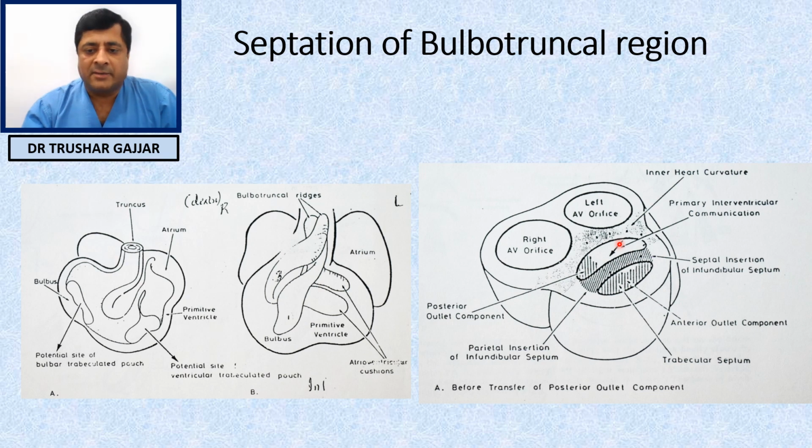Like the AV canal was divided into right and left by the anterior and posterior cushions, here the cushions divide the bulbotruncal junction into anterior and posterior one. See here, this is called the inner curvature, still there. This is a cut section, difficult to understand here, but some more pictures will help you to understand what this inner curvature of the heart is.